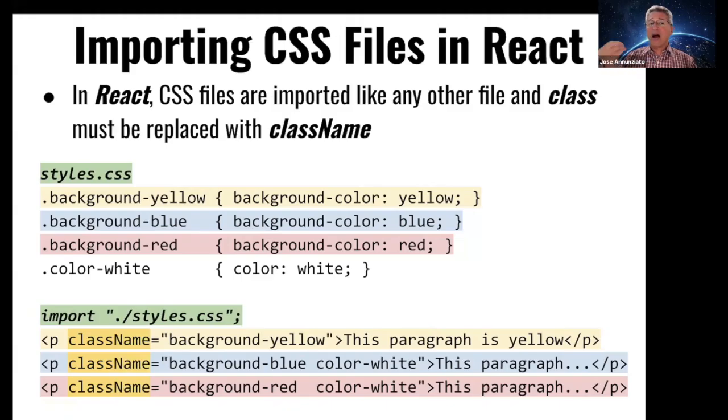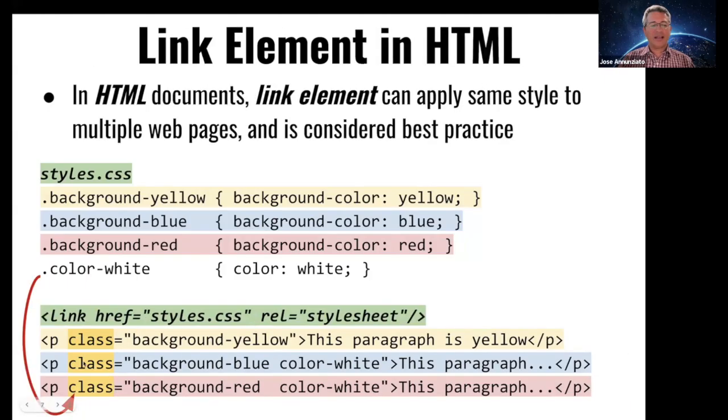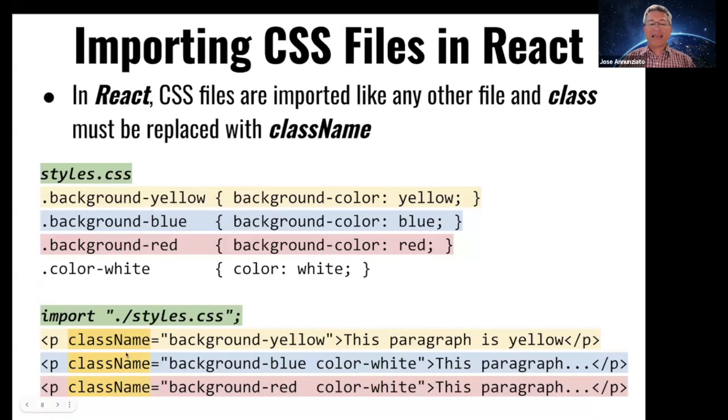So from our point of view, the way we're going to be doing this is we're going to declare our styles in separate files like this, and then we're going to import those styles, using the keyword import and then the CSS file we want to import. And then we can just apply those styles like we would, with one caveat. Instead of class, like you would in a plain old HTML document, we would use className instead.